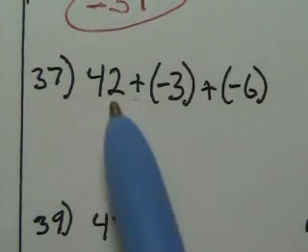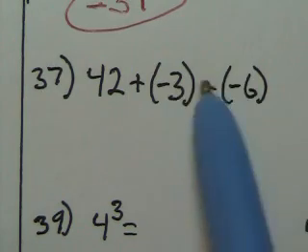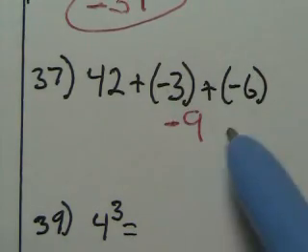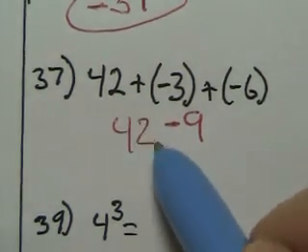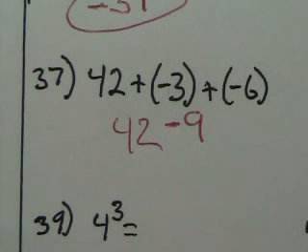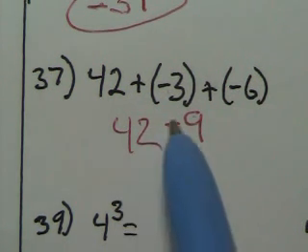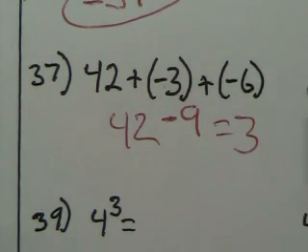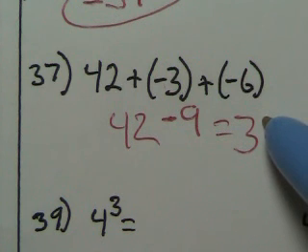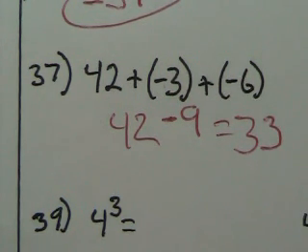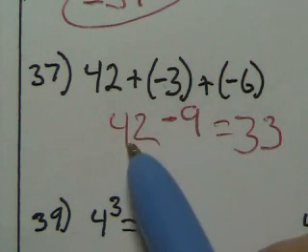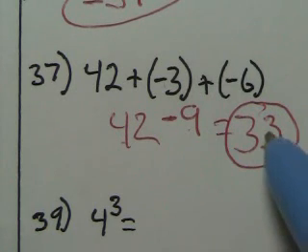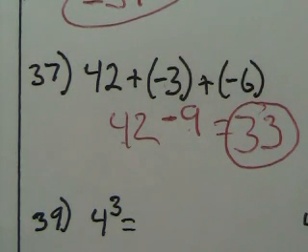Number 37, I have 42. I have two negative numbers, so I'll put those together. Negative 3 and negative 6 is negative 9. Remember, they're the same sign, you add them. So I have negative 9, and I have a 42. 42 minus 9. They're different signs, so subtract them. 42 take away 9 is 33. Is there more negative or more positive here? There's more positive. So the answer is positive 33.